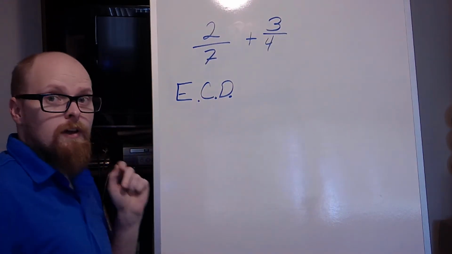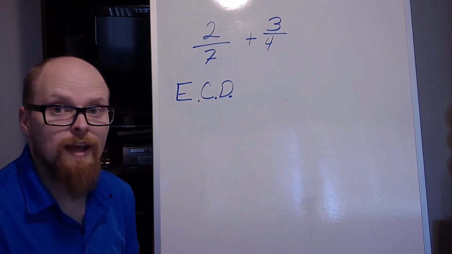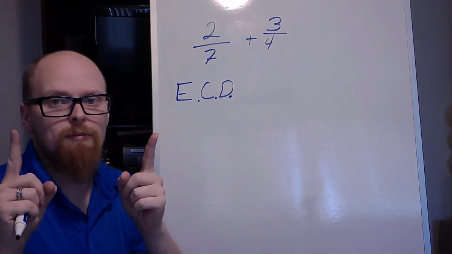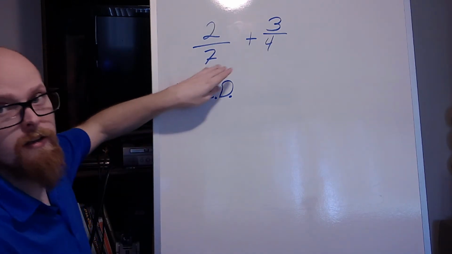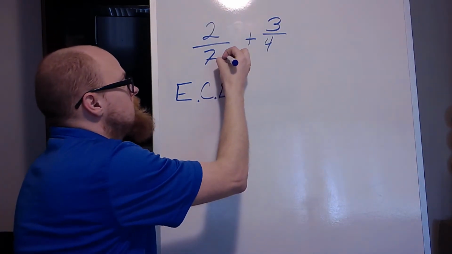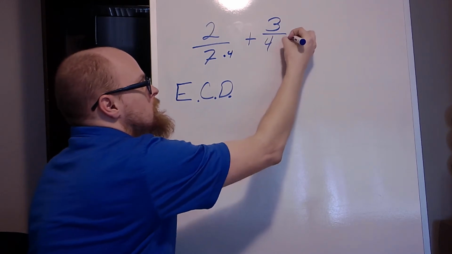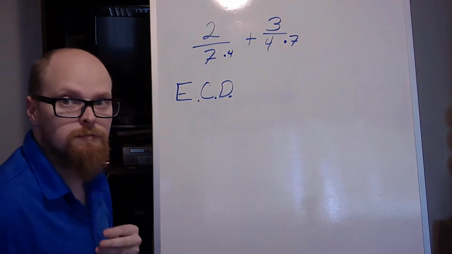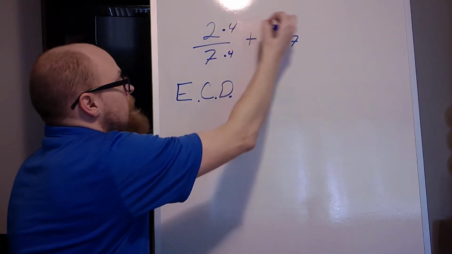tells us instead of multiplying out our denominators, we just take our two denominators and we multiply them by each other. So my denominators in this case are 7 and 4. So I'm going to multiply that 7 by 4. And that 4 by 7. Okay? And again, remember, I have to do the top if I do the bottom, and vice versa.